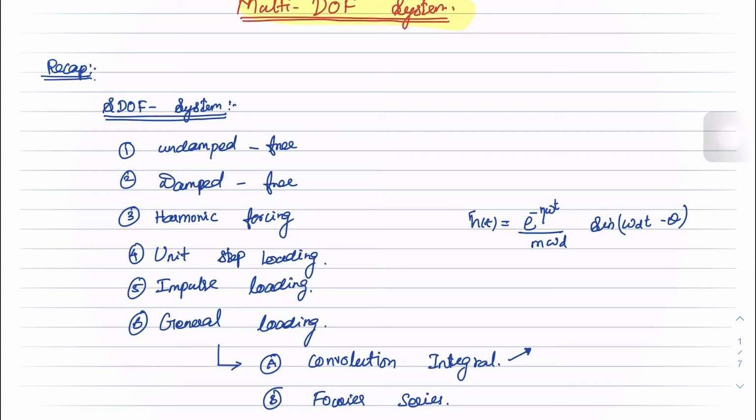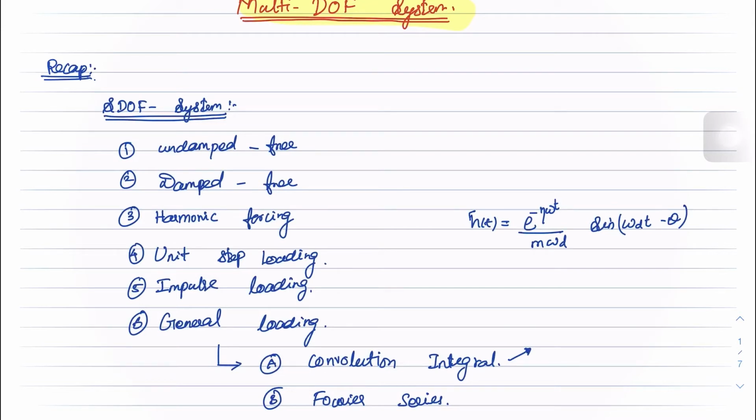Hello everyone. So in this part we are going into multi-degree of freedom system. Before getting into multi-degree of freedom system, let's recap what we have done in single degree of freedom system. In single degree of freedom system, first we considered undamped free vibration and we saw the responses and looked at how the signal is going to respond.